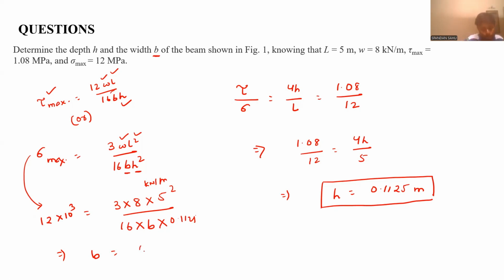So we are getting b to be 0.0277 meter or 27.7 mm. Okay. So we got h, we got b. So I hope this question in total is clear to everyone. Please note it down so that we can proceed to our next question.